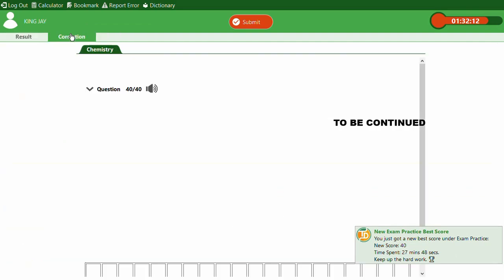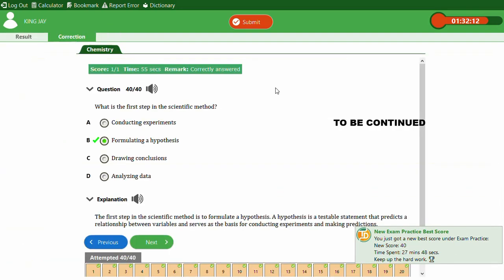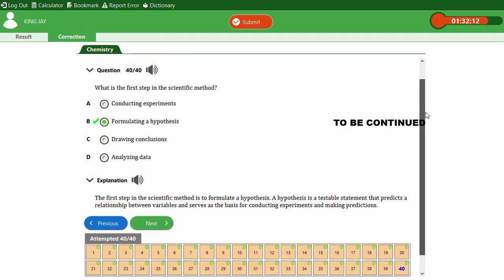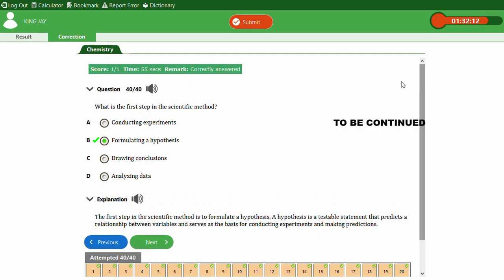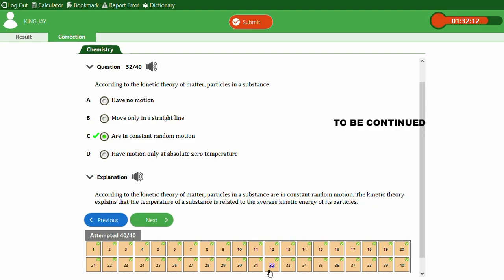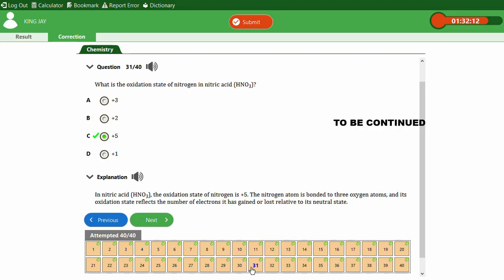Let's check the corrections. You can see I correctly answered all. Wow, that is nice. You can see the explanation of each question, but I ran out of time for explaining it. The one I didn't explain was the oxidation state. So let me see if I can get it back.